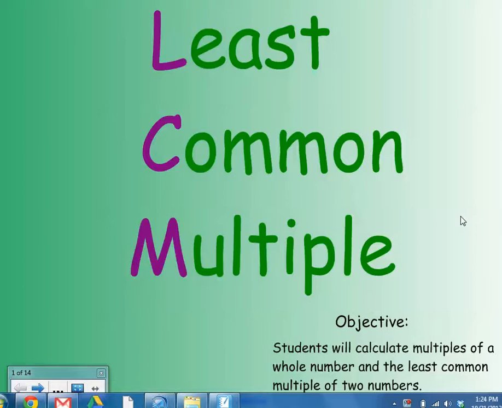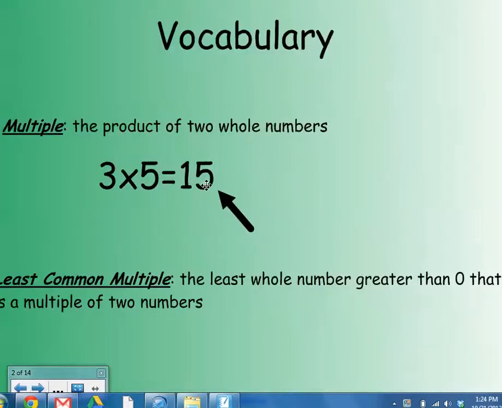First of all, let's talk about what we mean by multiples. So when I'm talking about multiples, a multiple is the product of two whole numbers. So for example, 3 times 5 is 15. So 15 is a multiple of both 3 and 5. The least common multiple is going to be the least whole number greater than 0 that is a multiple of two numbers.